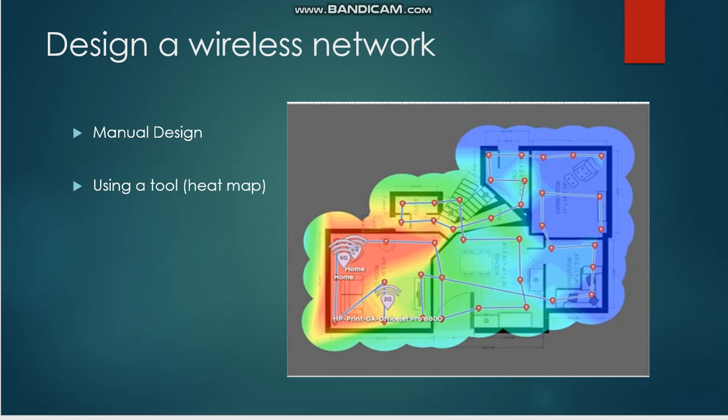So designing a wireless network can be done in two ways: using manual design and using a tool which is called a heat map. Using a heat map is much easier because there are lots of heat map tools available on the internet, and you can identify where the Wi-Fi coverage is hot, cold, or decent, as shown in the attached image. This is the output of a heat map. It shows where the Wi-Fi signal is stronger, weak, and which is decent according to a particular floor plan.